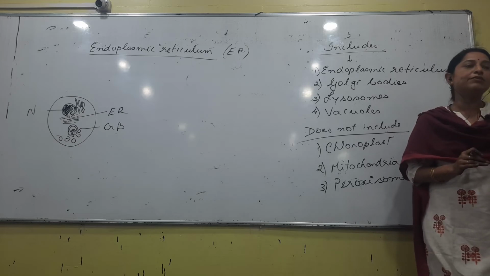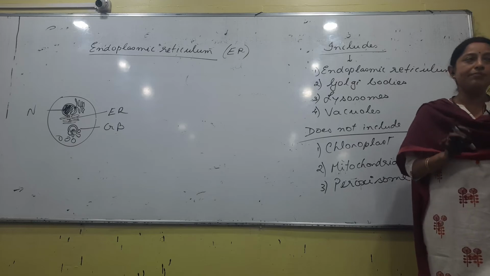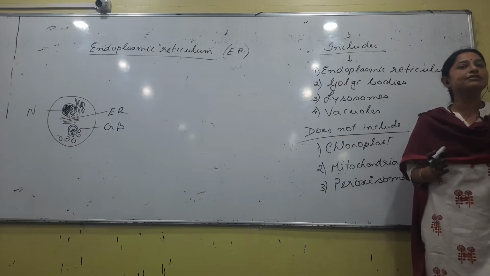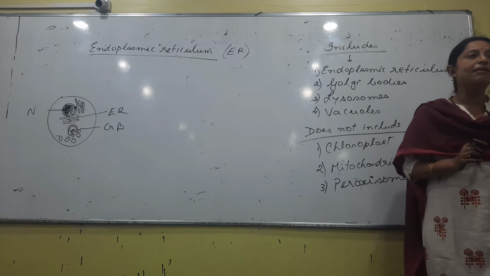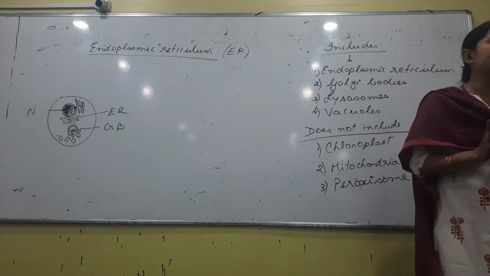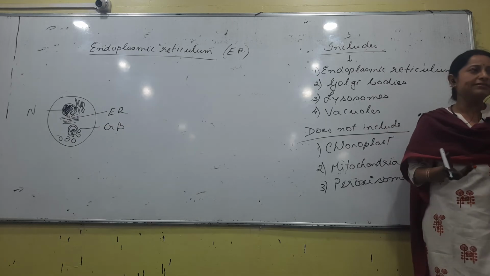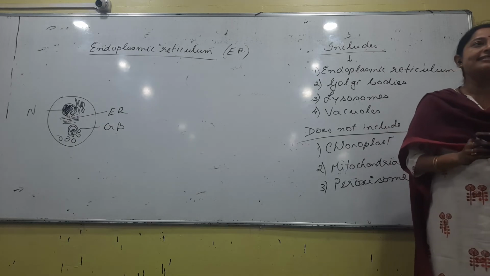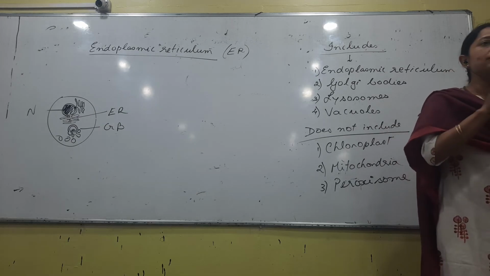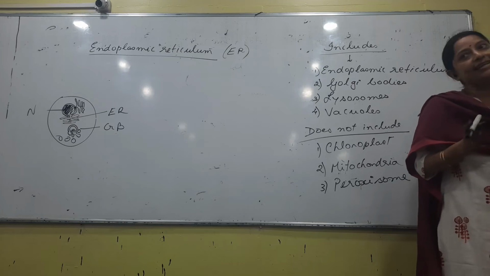Next important point about endoplasmic reticulum is membrane bound or non-membranous, obviously membrane bound. Single membrane, double membrane, single membrane. Whenever we talk about a membrane bound structure, obviously we will draw a diagram. Next is types of ER, two types of ER, RER, SER, right?